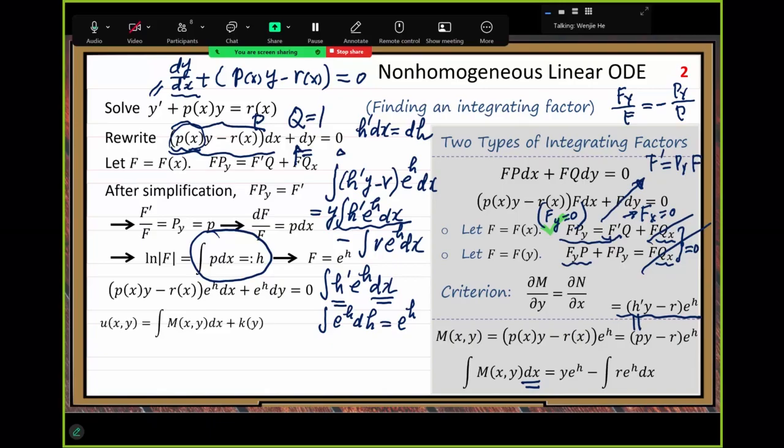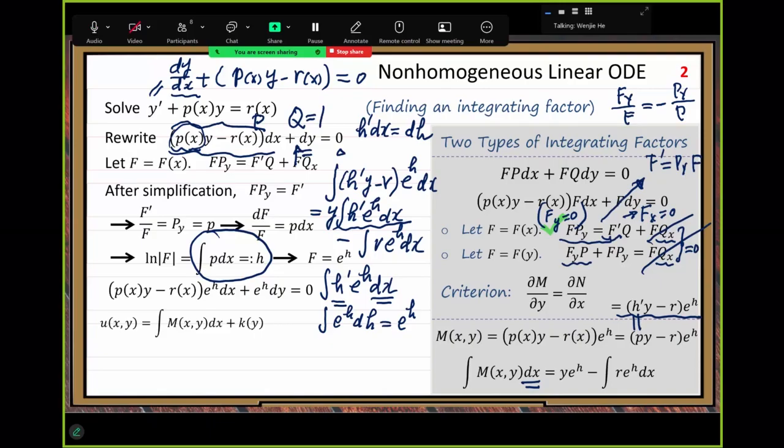If you find it hard to see, you divide both sides by dx. On the right-hand side, dh over dx equals h prime. Then you can see that, right? That's the way to write a derivative: dh over dx, that's the derivative, h prime. So with that, you get the first term.